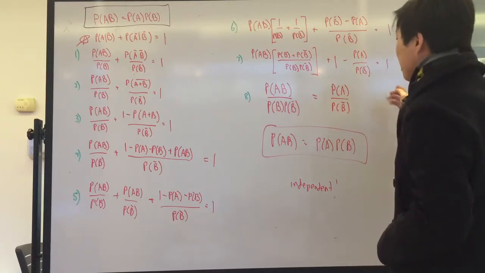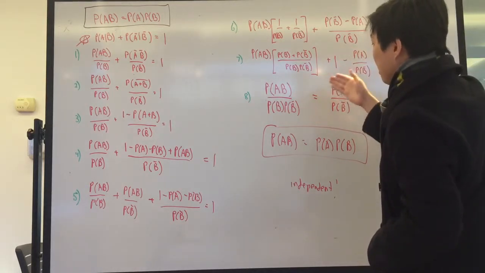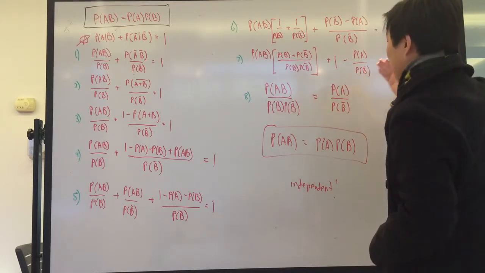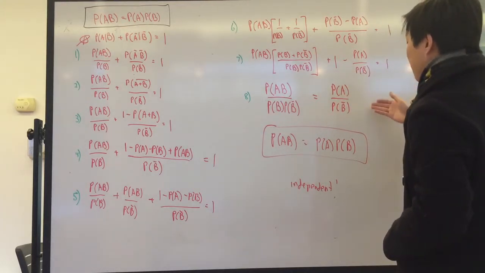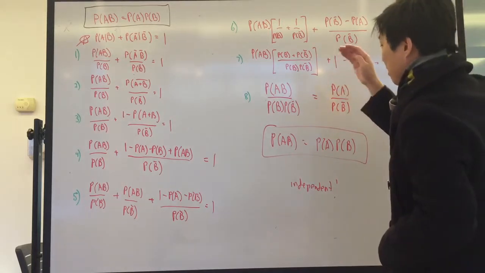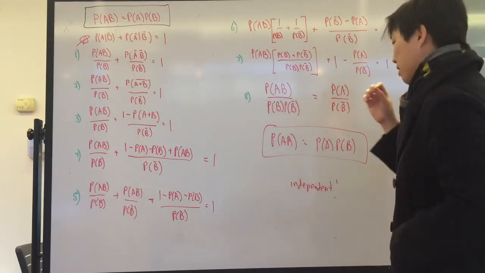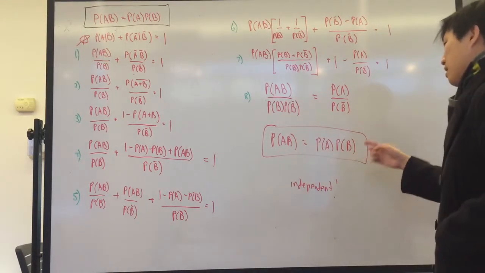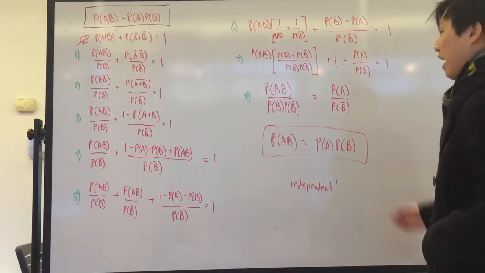Then we can move the probability of A divided by the probability of B bar to the other side. So we have the probability of AB divided by the probability of B times the probability of B bar is equal to the probability of A divided by the probability of B bar. The probability of B bars can cancel out, and we come to the conclusion that the probability of AB is equal to the probability of A times the probability of B, and therefore A and B are independent.